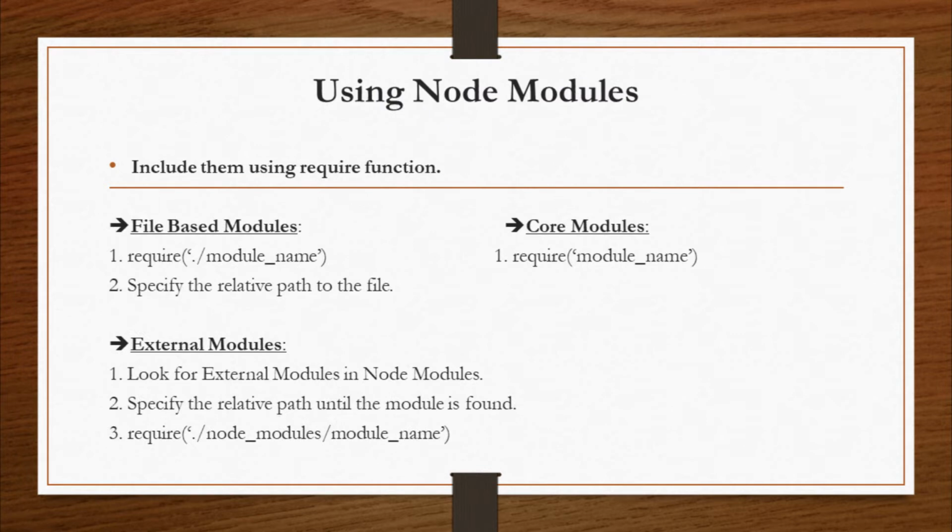For file-based modules, we use require('./module name'). We specify the relative path to the file. For core modules, we use require with the module name. For external modules, we use require and specify the module name, and Node looks for external modules in node_modules.